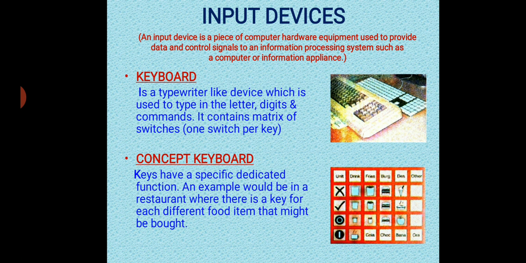So the first device is the keyboard. It is a typewriter-like device which is used to type in letters, digits and commands. It contains a matrix of switches, meaning one switch per key. As we have seen, different keyboards are there. The individual keys work for individual uses. The keyboard is used for giving instructions and commands.